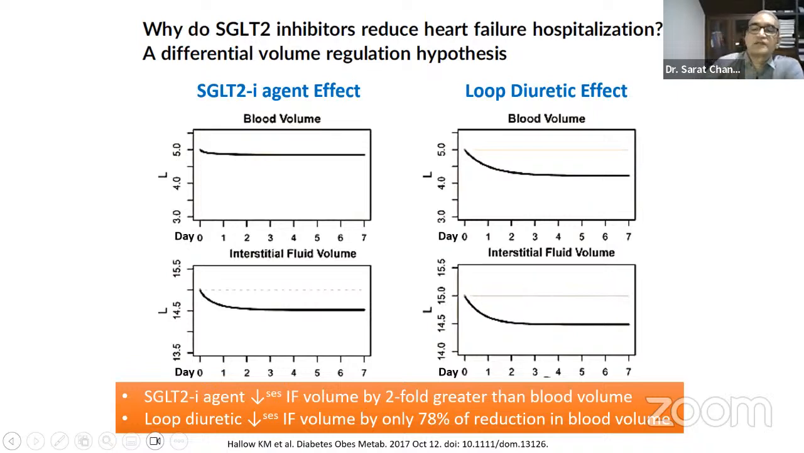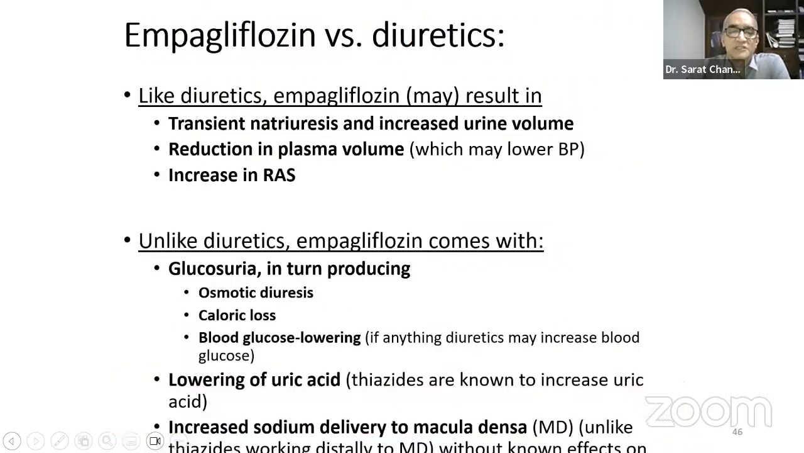Okay, so then there are so many theories that have come. Nobody really knows how the SGLT2 inhibitors improve the cardiac outcomes, heart failure outcomes, but these are all theories. Here you can see in this slide, like diuretics, empagliflozin or any gliflozin may result in transient natriuresis and increased urine volume, reduction in plasma volume, increase in the renin-angiotensin system. But unlike diuretics, the gliflozins come with a glucosuria, in turn producing osmotic diuresis, caloric loss, blood glucose lowering.